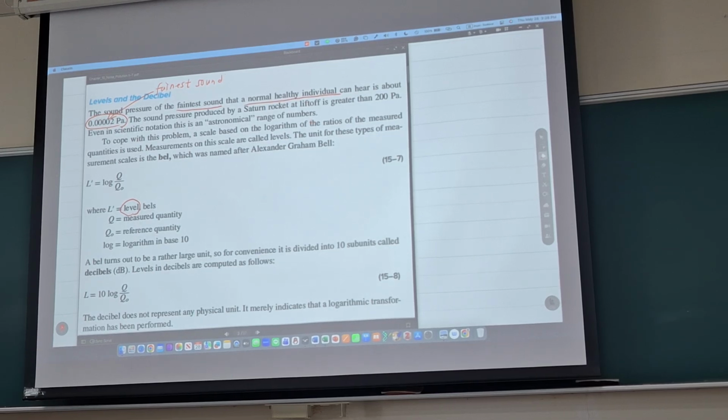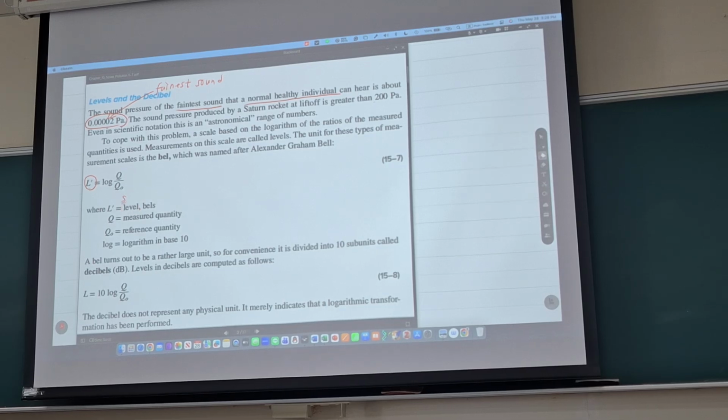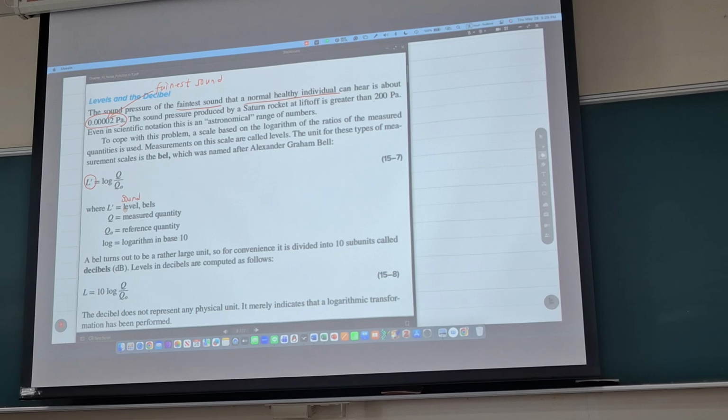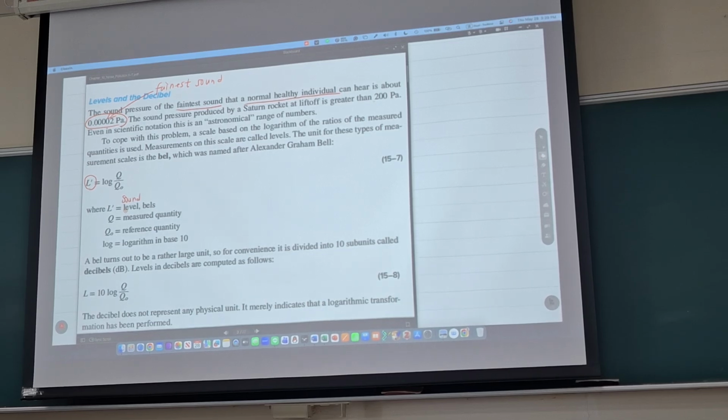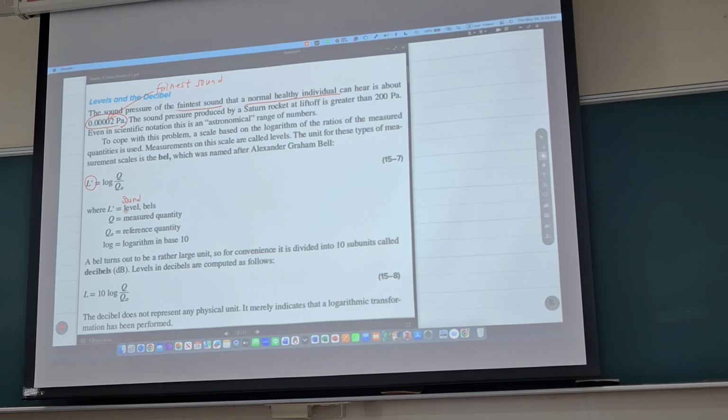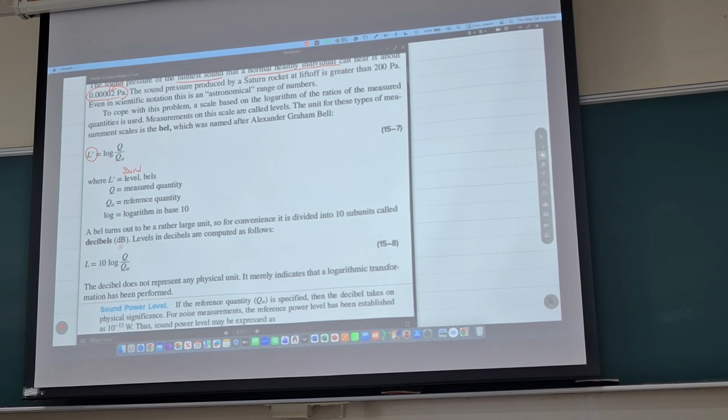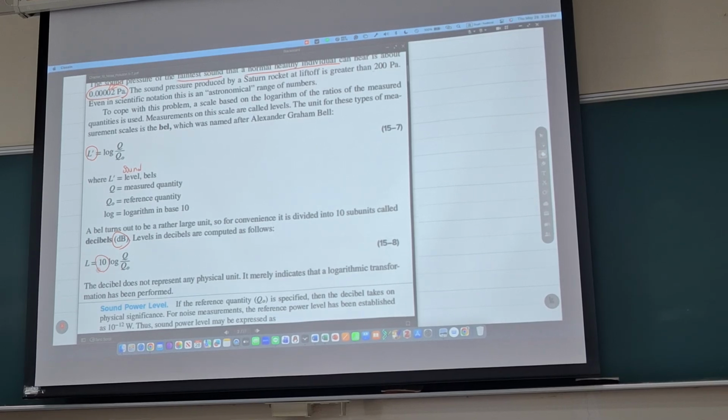The rocket is about 200 Pascal. So L is the sound level in bels. So this is the formula to calculate sound level. Q is the measured value, Q naught is the reference quantity, and we take the log. The base is 10. And decibel, dB, just divided by 10, right? So divided by 10.